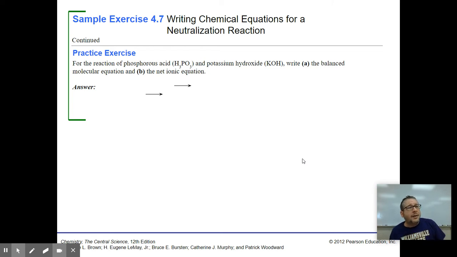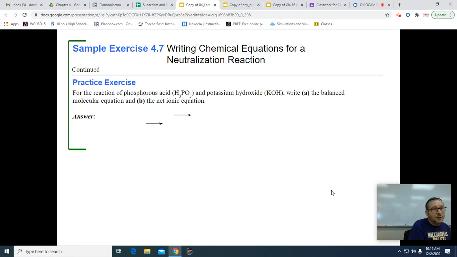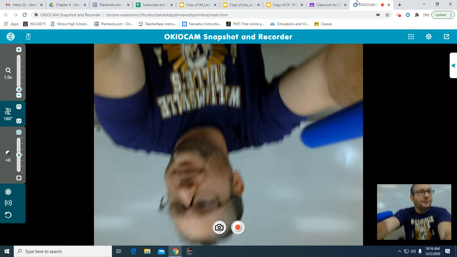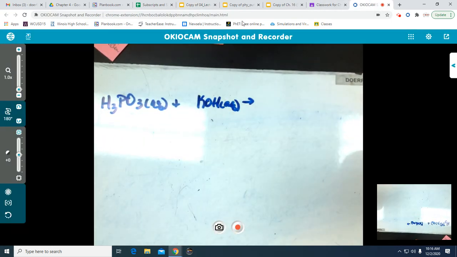We are to write the reaction for phosphorus acid, which is H3PO3, and potassium hydroxide, and balance it first, and then the net ionic equation, okay? So first I'm going to write down my reactants, H3PO3, that's aqueous, plus KOH, aqueous. So now I need to predict my products here.